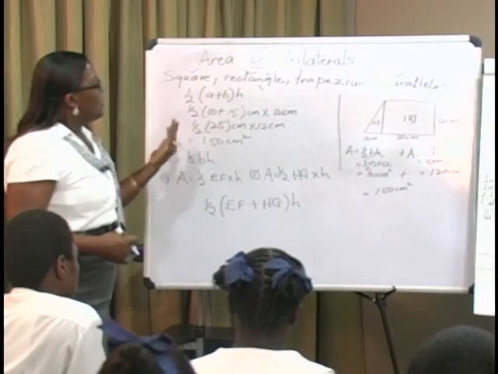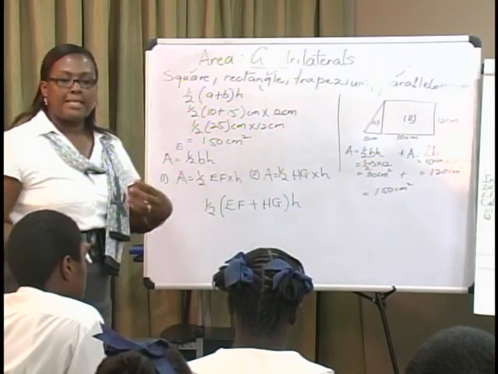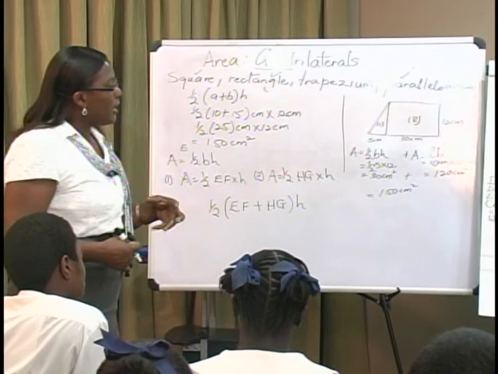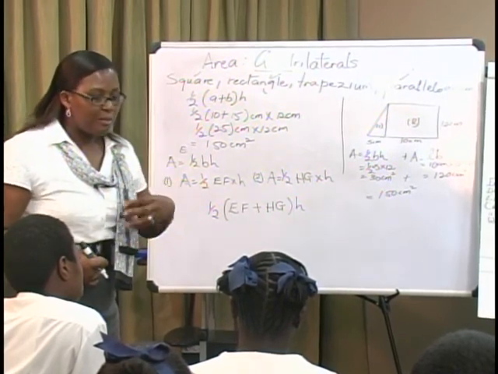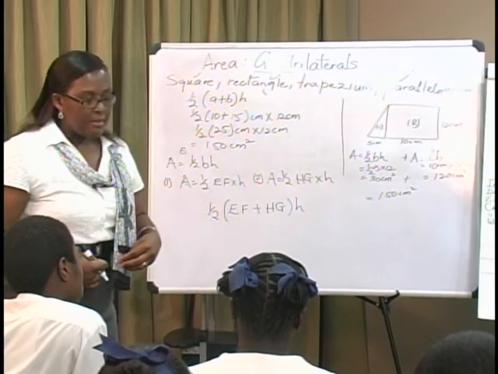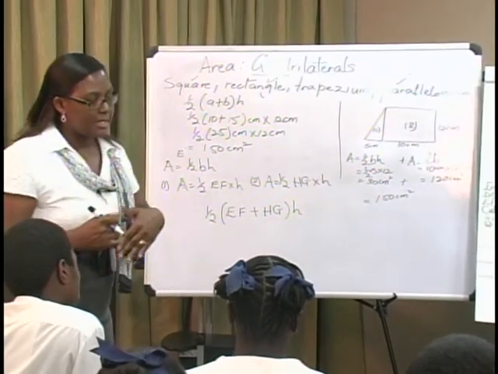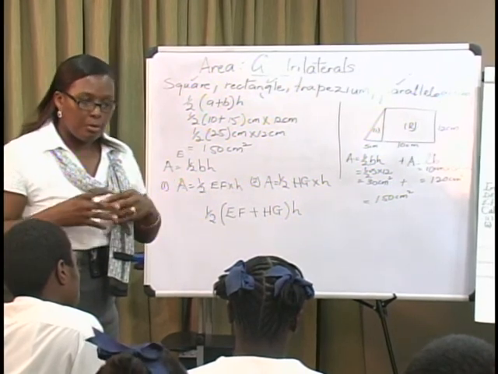If you know the area of a rectangle, you can easily calculate the area of a parallelogram. The area of a square is simply the length by the length. You can take a trapezium, make it into 2 rectangles, make it into 2 triangles, or make it into a triangle and a rectangle. You find the products and then you sum them.